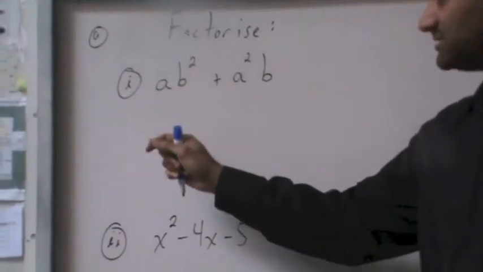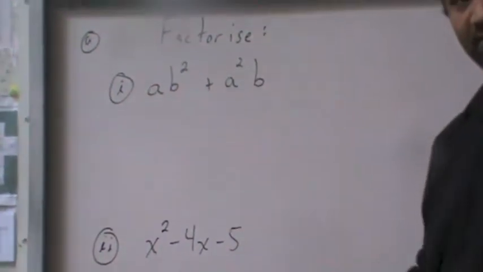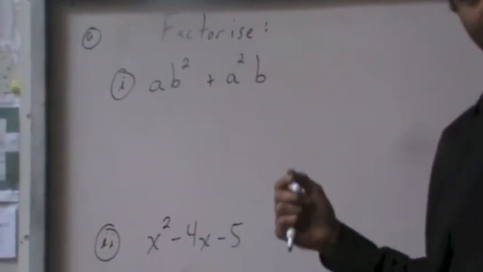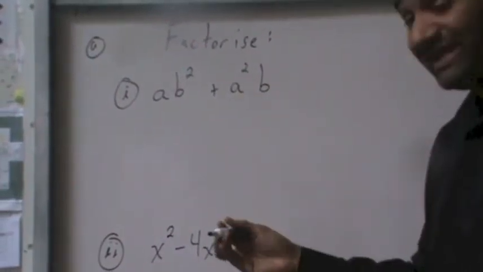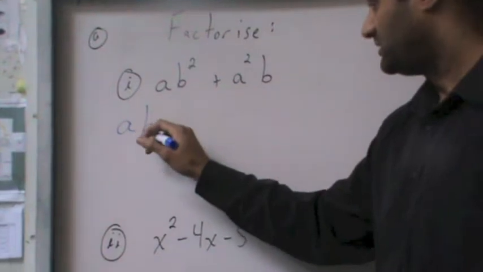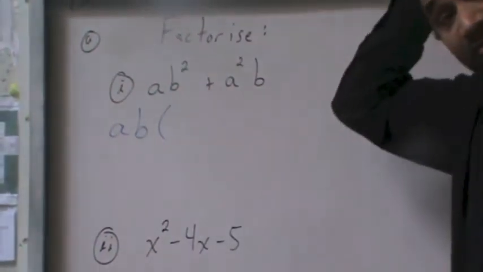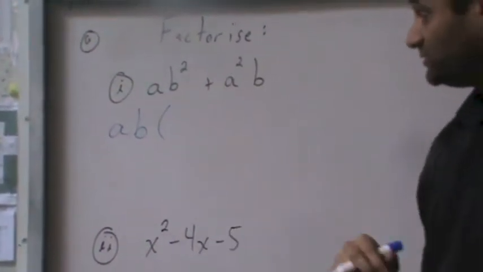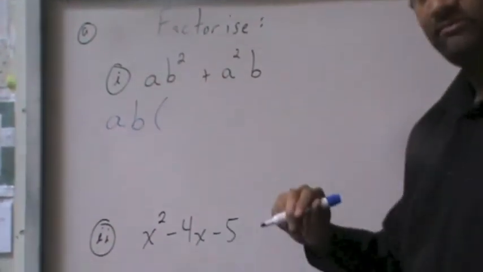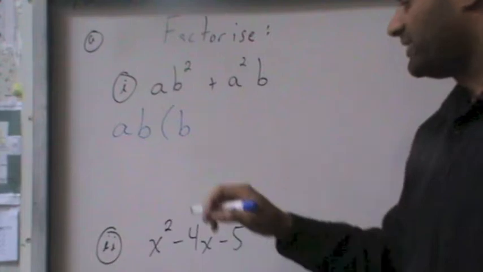AB squared means an A and two B's. A squared B means two A's and a B. So they each have one A and one B. So we factorize those from the two terms. We took one A and one B out. We have a B remaining.